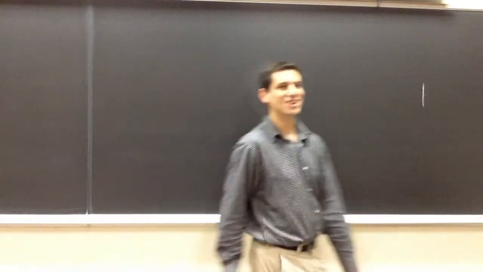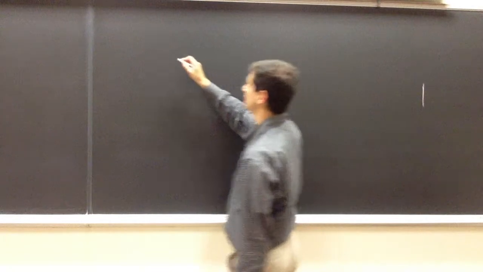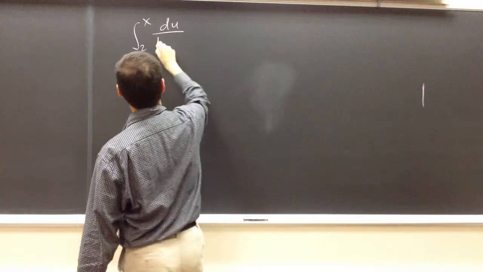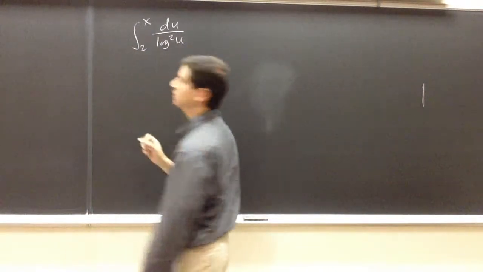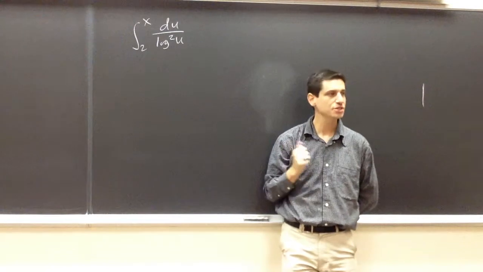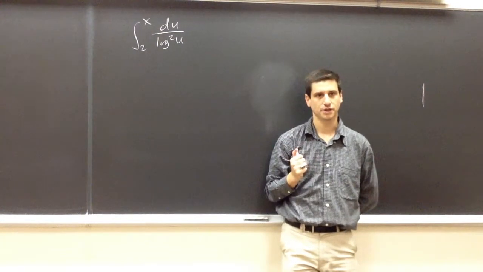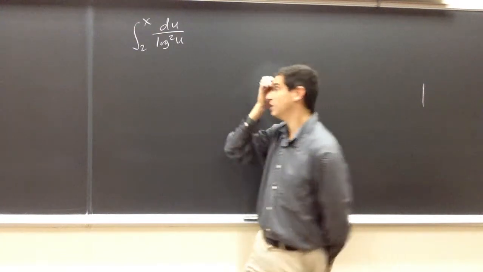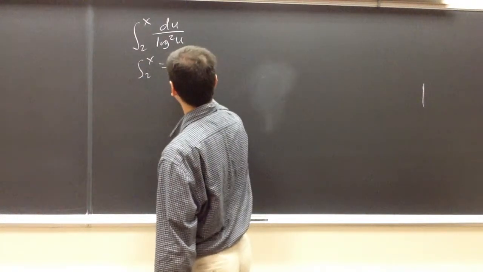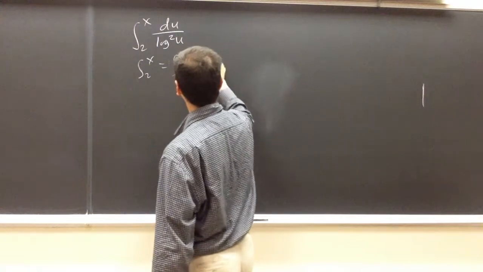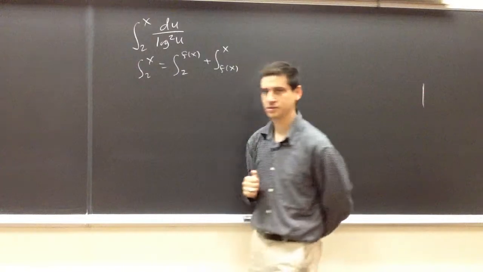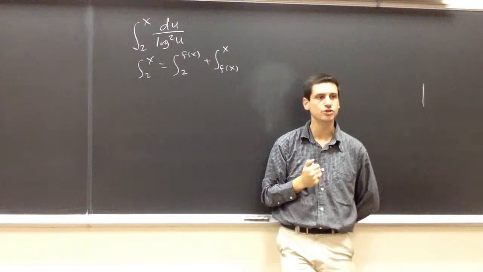Okay. So now let's talk a little bit about the integral from last time. We had to look at the integral from 2 to x of du over log squared of u. When we're trying to understand how big something like this could be, it's natural to split it into different regions. We can do things a little bit more generally right now. Let's write the integral from 2 to x as the integral from 2 to f of x plus the integral from f of x to x. And let's try to get a sense of where we should choose for the split.